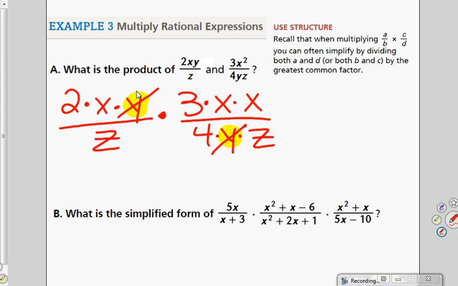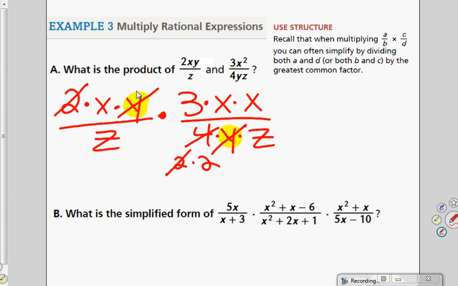Cancel the 2 and the 4? You could reduce the 2 and the 4 if you'd like. It's kind of like this, everyone. 4 is 2 times 2, right? Right. Thank you. So one of these 2's could knock out that 2. Got it?